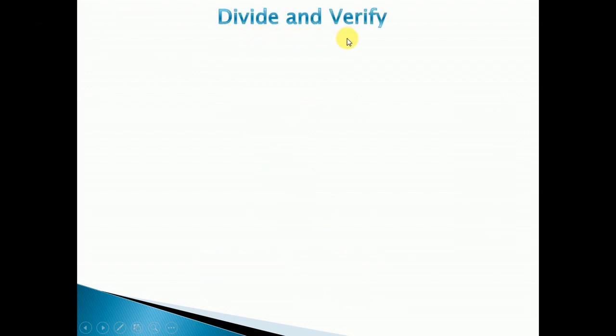Divide and verify. Divide 439 by 9. To solve this simple division, 439 is dividend and 9 is divisor. There are 5 steps. Step 1 is to compare the digits. We compare the leftmost digit, that is the hundreds in the dividend, which is 4, with the divisor 9.